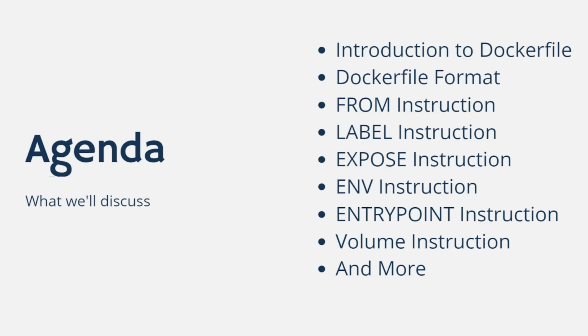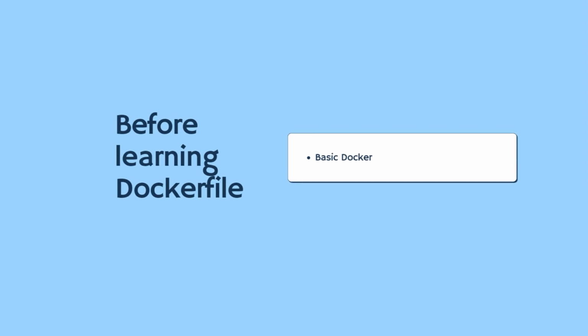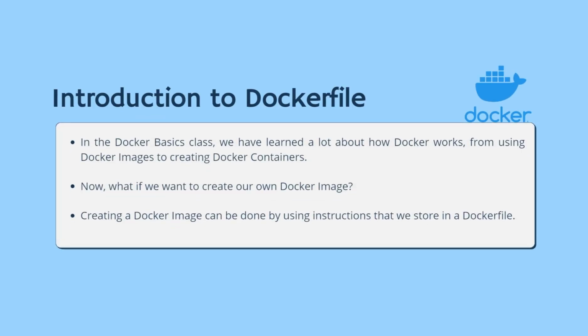In the beginning, we learned the basics of using Docker, and we also explored various features such as creating containers, port forwarding, using environment variables, and more. In the Docker Basics class, we have learned a lot about how Docker works, from using Docker images to creating Docker containers. Now, what if we want to create our own Docker image? Creating a Docker image can be done by using instructions that we store in a Dockerfile.